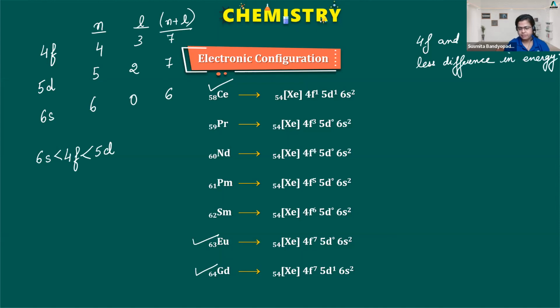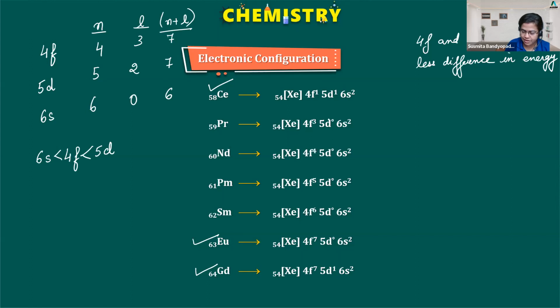4F and 5D have very little difference in energy, so this kind of behavior is seen. So 6S is filled first, justified. Then 4F completely, and then 5D. That's not happening in all the places, but here I can justify it. I'm happy here. It's easy to justify.